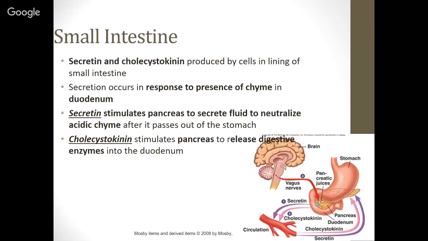So let's try to remember what those digestive enzymes are. Amylase breaks down carbohydrates. Protease breaks down proteins. And lipase breaks down fats.